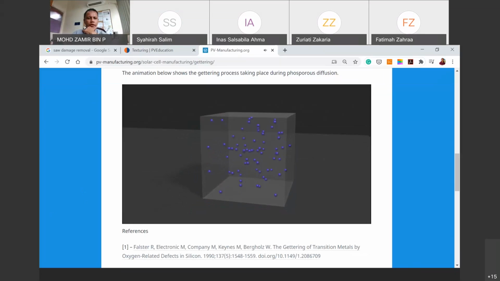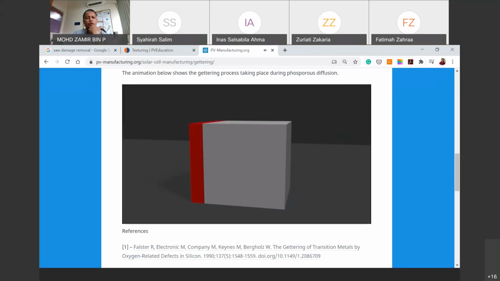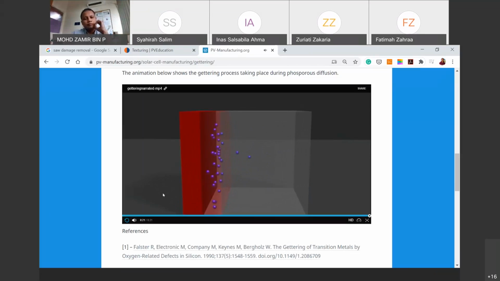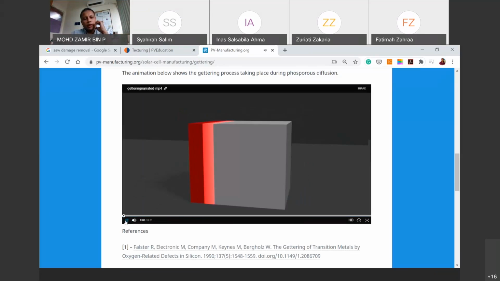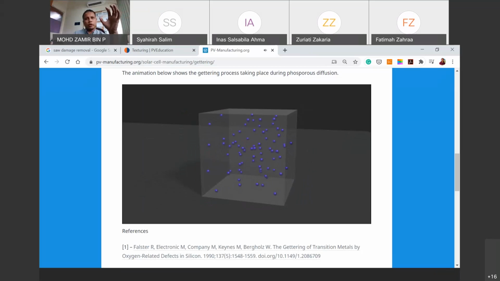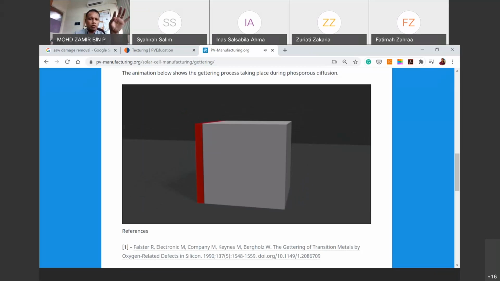Okay, so those are impurities. They will actually diffuse during the process, so the emitter is formed. Impurities are migrating during the high temperature process into the phosphorus-doped layer. Let me just replay. When they migrate into the doped layer, they will actually be accumulated in the doped layer.